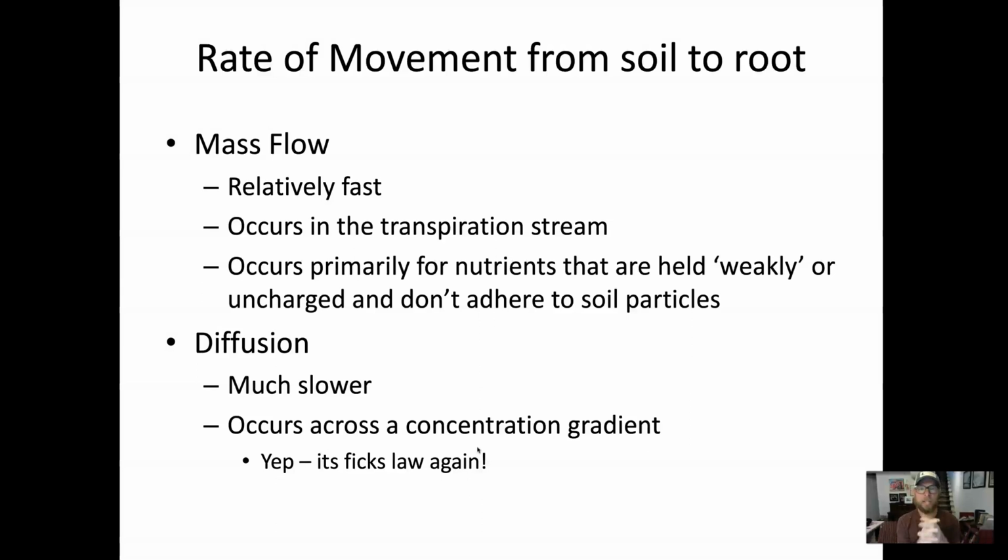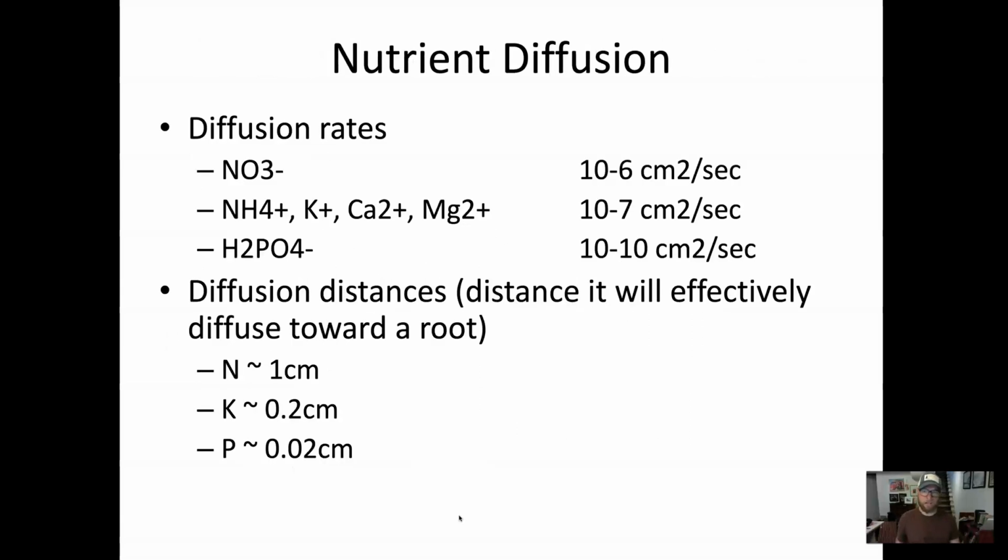After the mass flow takes place, the way that nutrients are getting into the root system is mainly through diffusion. This is a much slower process, and it occurs across a concentration gradient. And this brings us back to Fick's law again, because we're going to be thinking about the flux of nutrients to the root. Remember, the flux is equal to the conductance times a concentration gradient, or a gradient of something. In this case, we're talking about a nutrient concentration gradient. And the conductance is the diffusion rate of those nutrients in the soil.